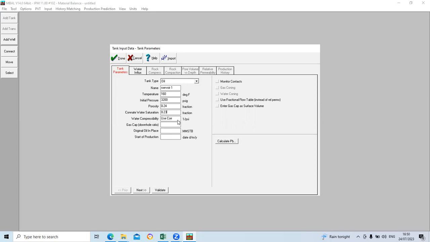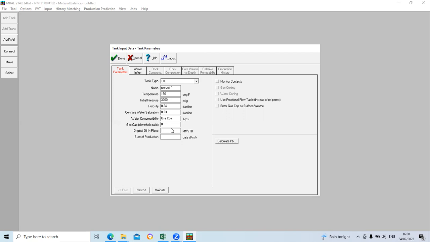Our water compressibility, you can use correlations. If you have the value, you can easily use it, but if you don't have it, you can use a correlation. Our gas cap, we may say no gas cap for now.